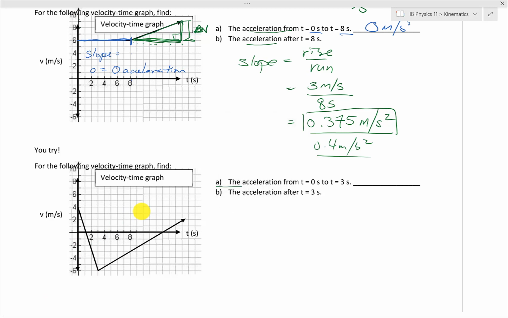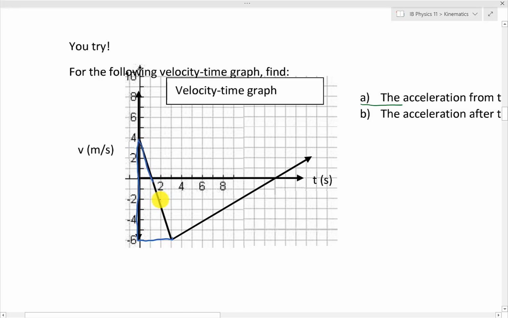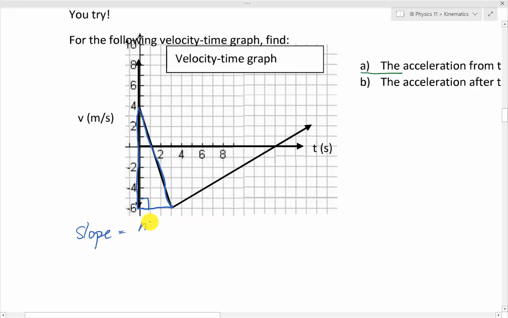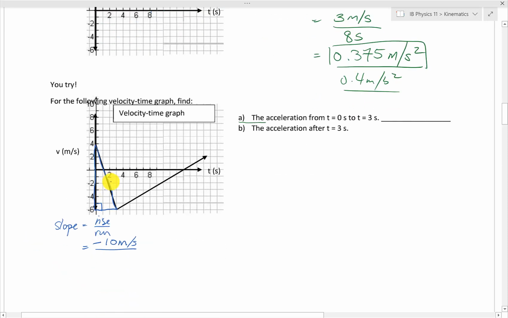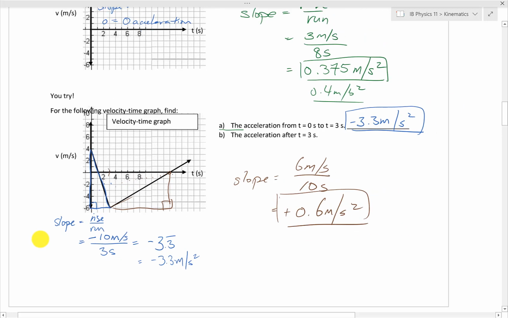Okay, now it's my turn to go over the problem. In the first segment, we have the time going all the way to 3 seconds, giving us a negative slope of negative 10 over a run of 3 seconds. It gives us negative 3.3 continuous, but let's just round it to 3.3 for simplicity. The next segment is a positive slope, and I just chose a point at the origin to have good numbers. So we get 6 meters per second over 10 seconds, giving us a positive acceleration.